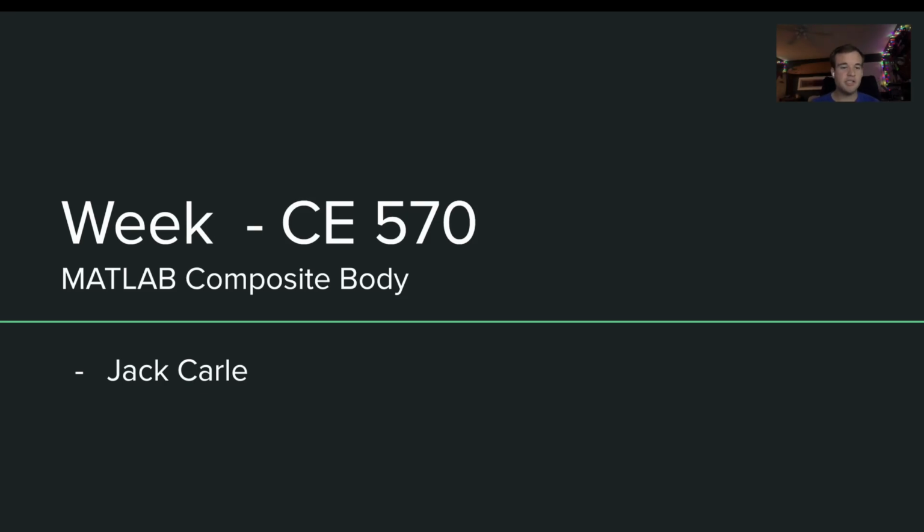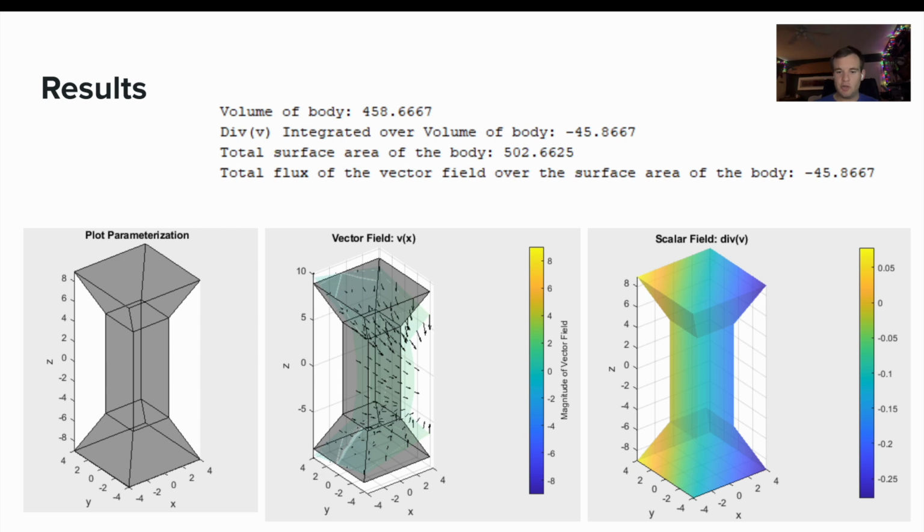Hi, I'm Jack, and this is my Week 5 project on the MATLAB composite body. I like to start my projects off with the results so you know what my body looks like and what we're working towards. The shape I defined is three bodies. Two of them are identical, just flipped, symmetrical about the x1, x2 plane. It's similar to bodies I've used in previous weeks.